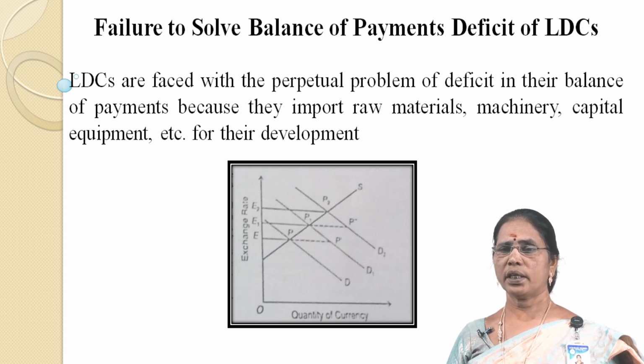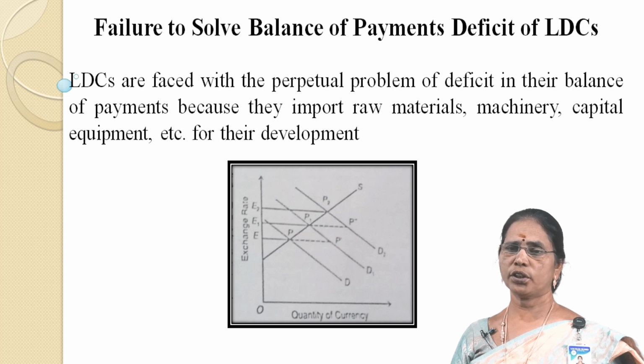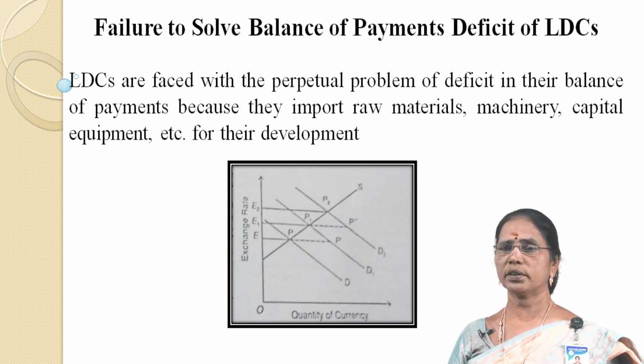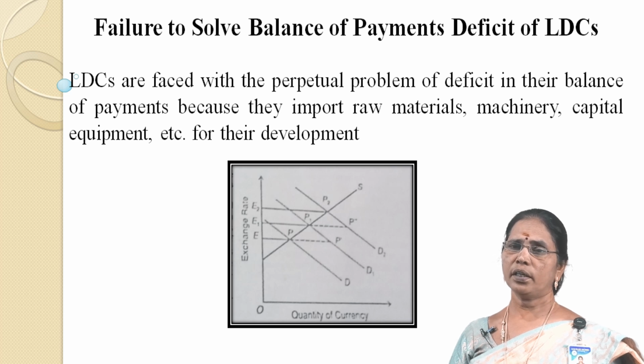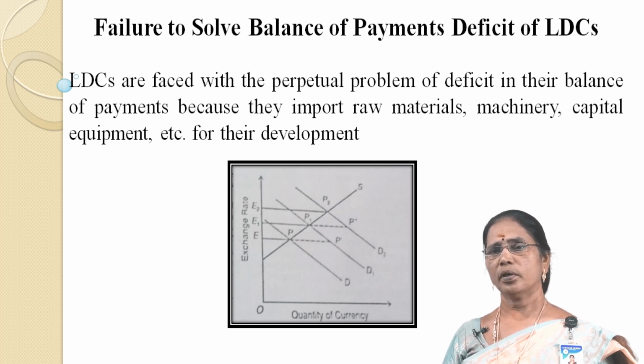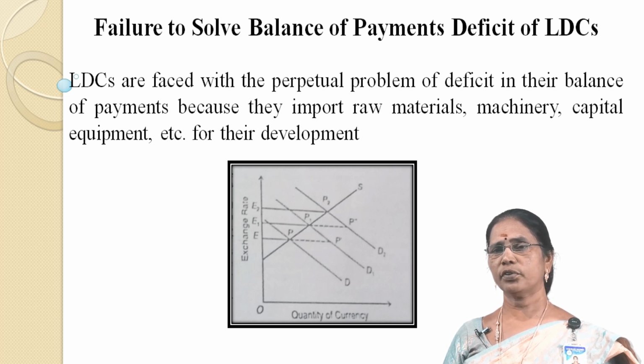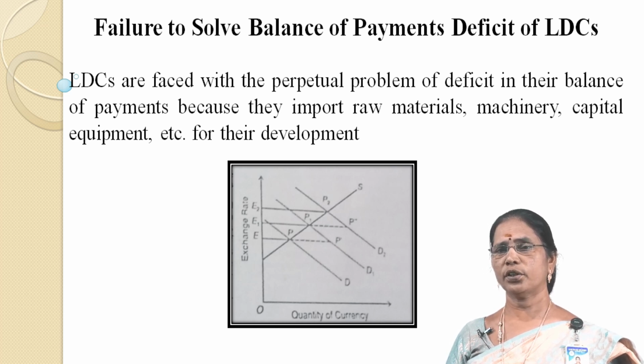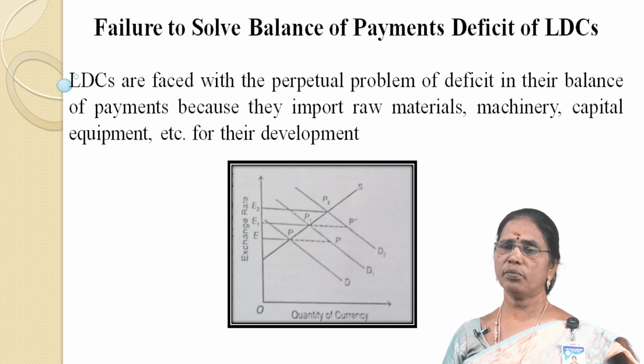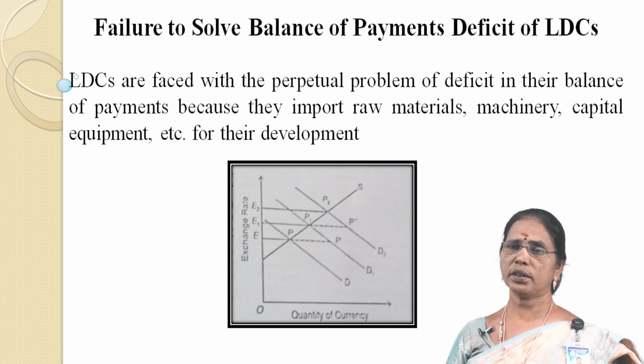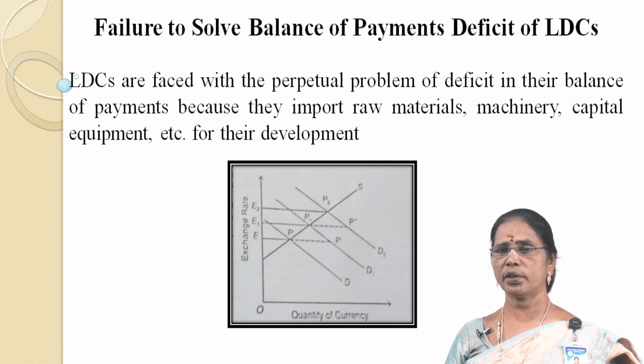Here we have to see the diagrammatical explanation of demand and supply of foreign exchange. Here the x-axis represents quantity of currency, and the y-axis represents the exchange rate. Here the supply curve is upward sloping from the y-axis. Then the demand schedule, demand is shifted from D to D1 and D2. Here we have to see different levels of the exchange rate, P, P1, P2, P3, etc.